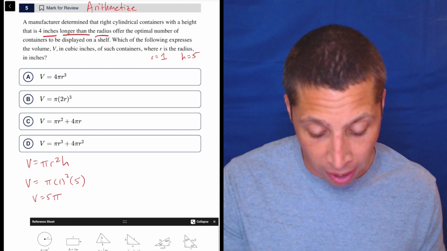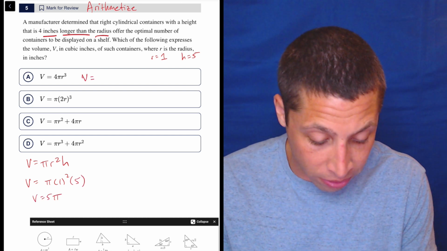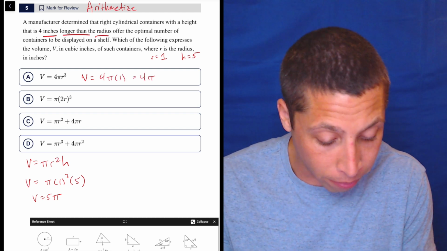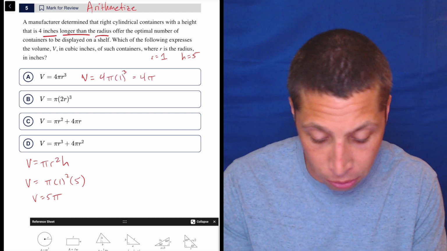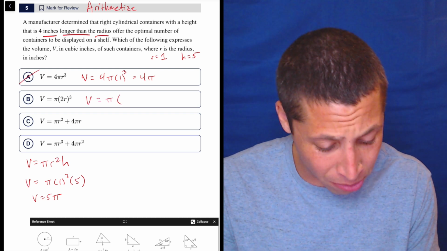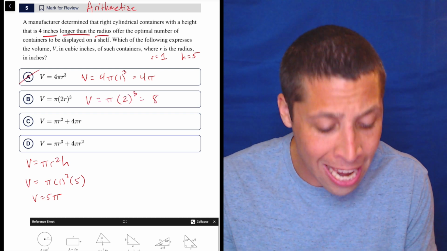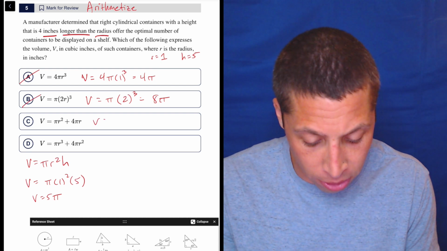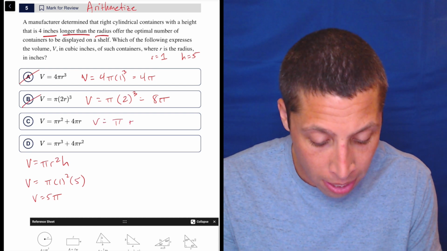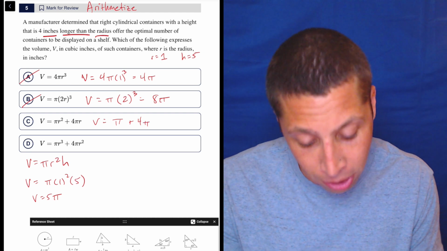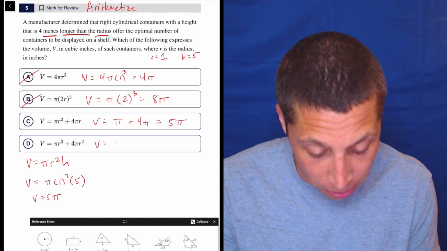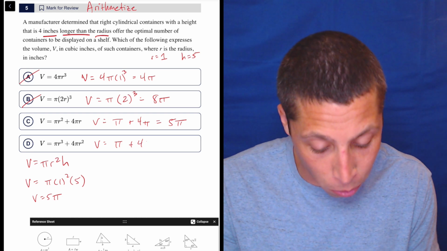Let's see if anything gives us 5 pi. This is going to give us a volume of 4 pi times 1, so that's 4 pi, right? Because 1 cubed is 1, and then there's no 5 in there, so no way. This is going to be pi times 2 cubed, so that's 8 pi. Nope. This is going to be pi times 1 squared, so that's just pi, plus 4 pi. So that's 5 pi, that could work. And then this is also going to be pi plus 4 pi.